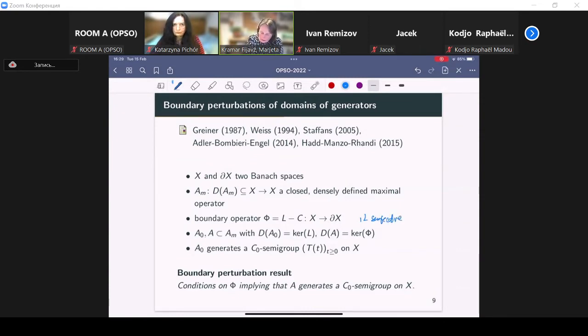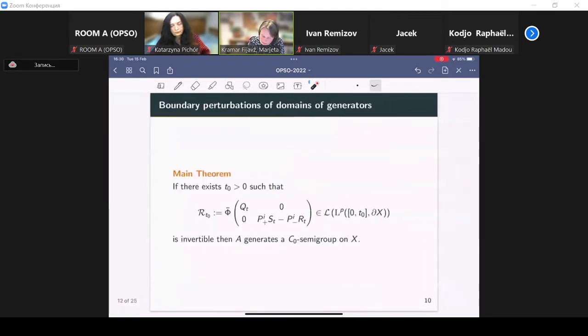Okay, and then all these abstract boundary results actually tell you under which condition of this boundary operator phi A would really be a generator of the semigroup. So you know that this part is a generator, and then you know what you need to assume for this phi in order that the whole operator would be a generator with this domain. And we use this result. What do we obtain in our setting?